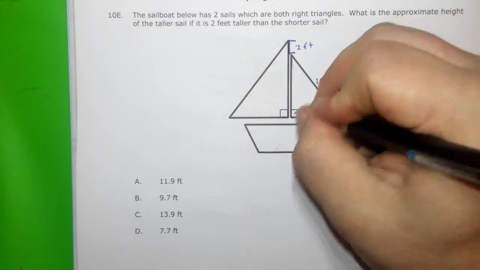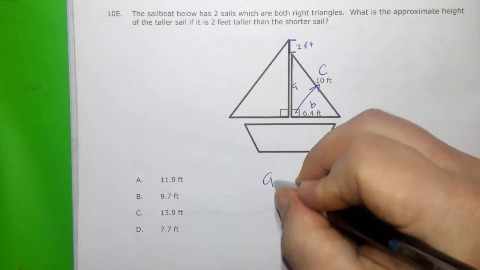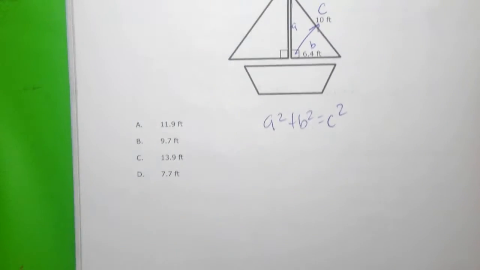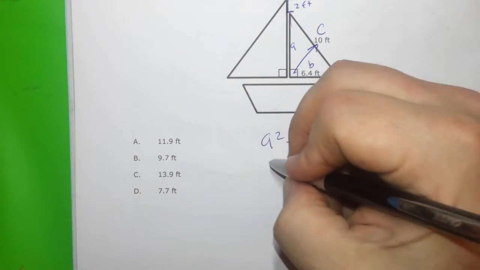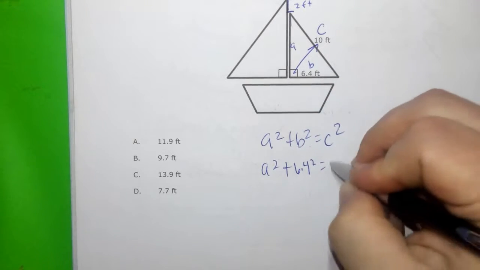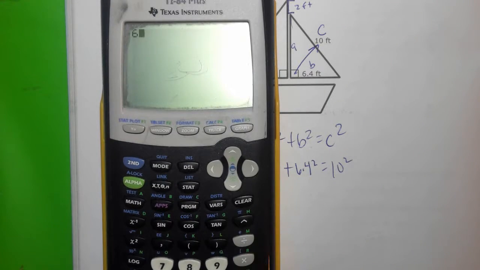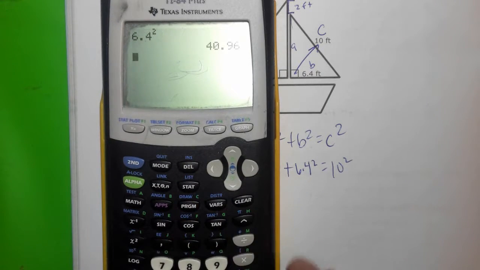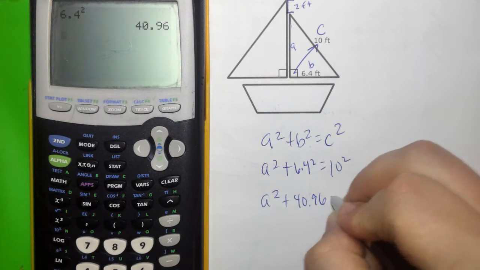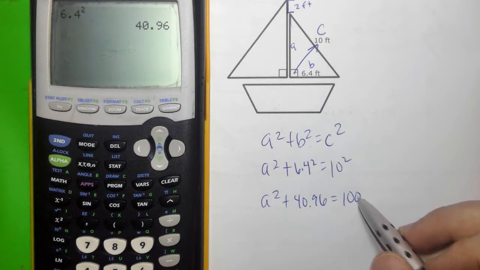Okay, so across from my hypotenuse is C, and we can say this is A and this is B. Nothing new. It's literally the same type of thing every time. So I don't know what A is. B is 6.4. 6.4 squared equals 10 squared. I don't know what 6.4 squared is, so we're going to find out. 40.96, so A squared plus 40.96 equals 100, because 10 squared is 100.